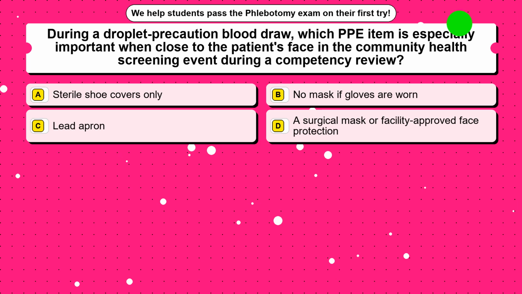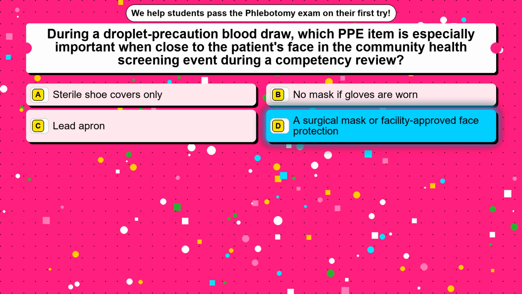Question 12. During a droplet precaution blood draw, which PPE item is especially important when close to the patient's face in the community health screening event during a competency review? Option A. Sterile shoe covers only. Option B. No mask if gloves are worn. Option C. Lead apron. Option D. A surgical mask or facility-approved face protection.